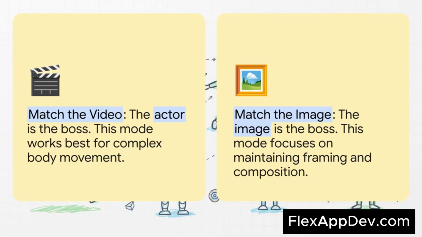So the very first test was all about this one crucial and honestly kind of confusing setting, character orientation. The easiest way to think about it is like this. If you choose match the video, the actor is the boss. The AI is going to follow your performance to the letter. But if you choose match the image, then the picture you uploaded is the boss, and the AI will do its best to keep that original framing and composition.